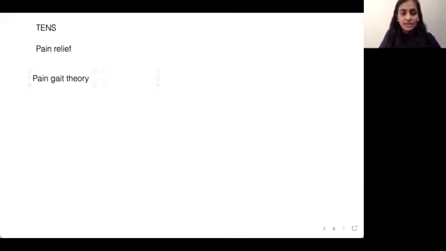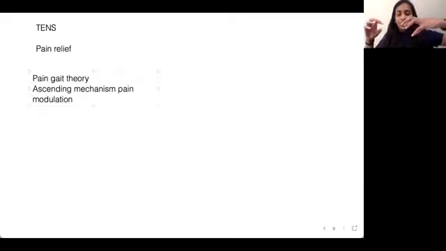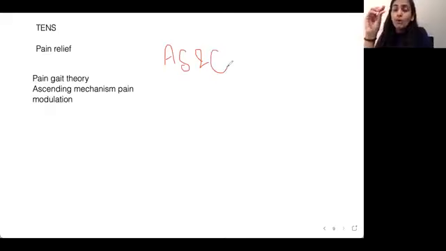Have you all heard what the pain gate theory is? Pain gate theory is also called the ascending mechanism of pain modulation. Think about it. In your body you have the pain fibers. The fibers that carry pain are your A delta and C fibers. A delta and C fibers carry pain. These are your small diameter fibers. And A beta fibers, these are your big diameter fibers. They don't carry pain, they're just your mechanoreceptors.